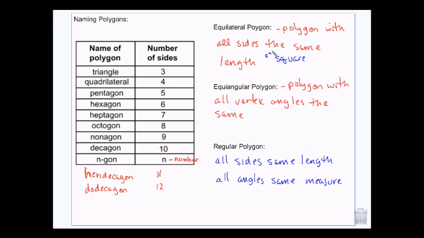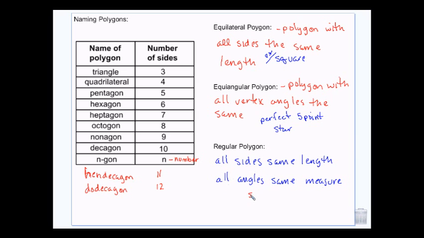Same length of sides. Right? All 4 sides of a square are the same length. Equiangular would be like a perfect 5-pointed star. All the vertex angles would be the same. And then regular polygons. Regular polygons are polygons where the sides are the same length and the angles are the same measure.